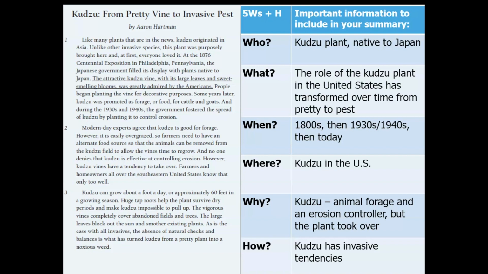The why is that kudzu was used not just as a decorative plant, but as animal forage and then an erosion controller. But because of its nature, it was taking over the grounds, right, in that description in the third paragraph. And the how of it is that the kudzu has invasive tendencies as a plant. So now that I've written my 5 W's and how, I might begin to write my summary.